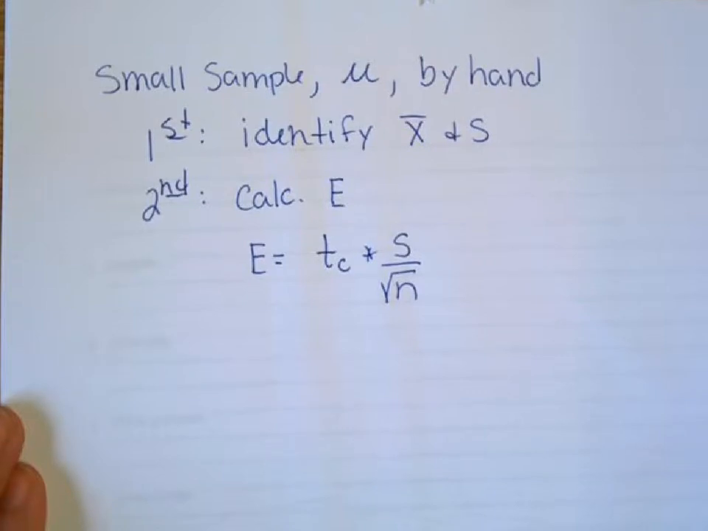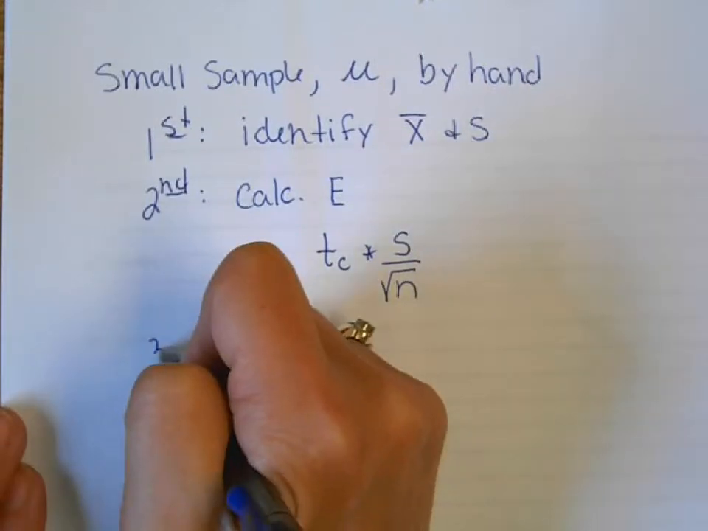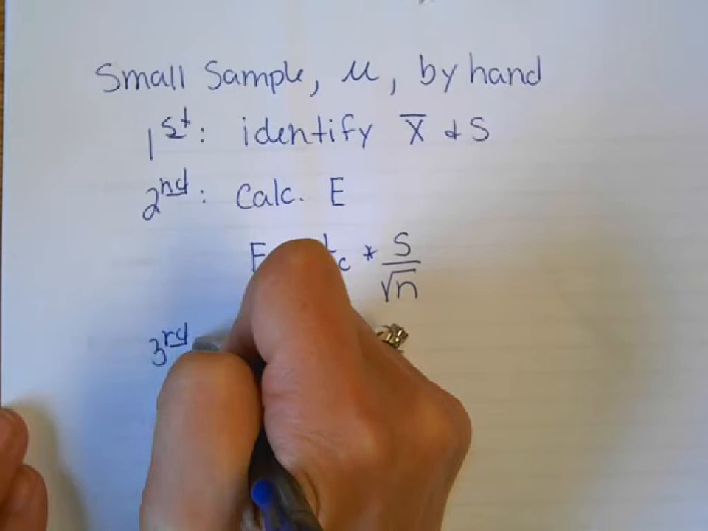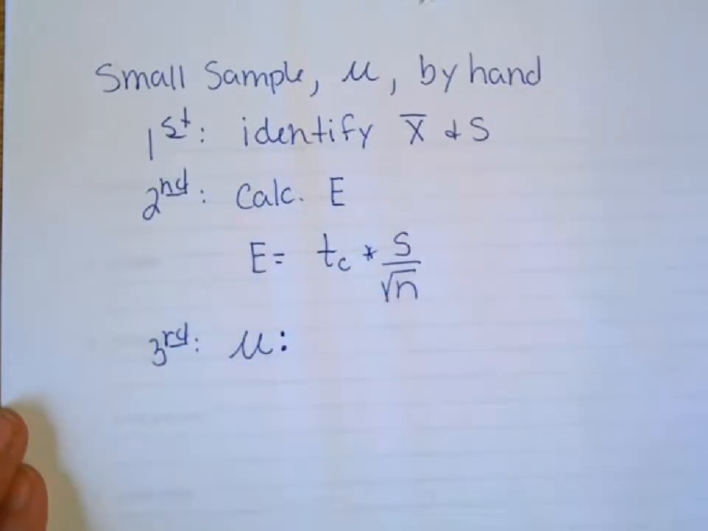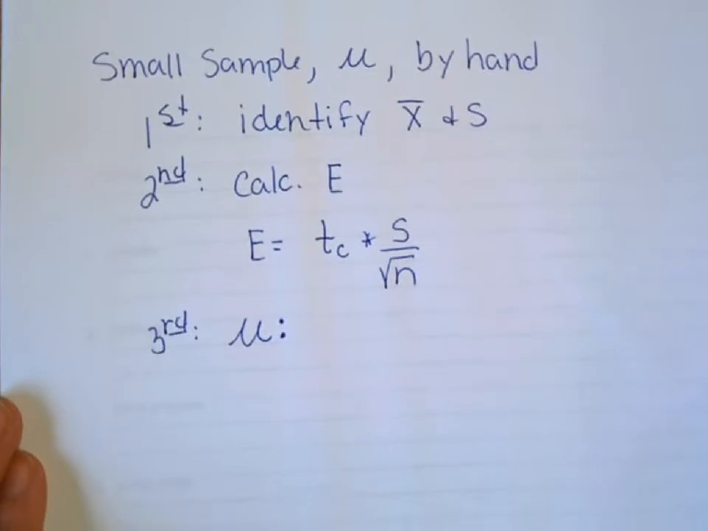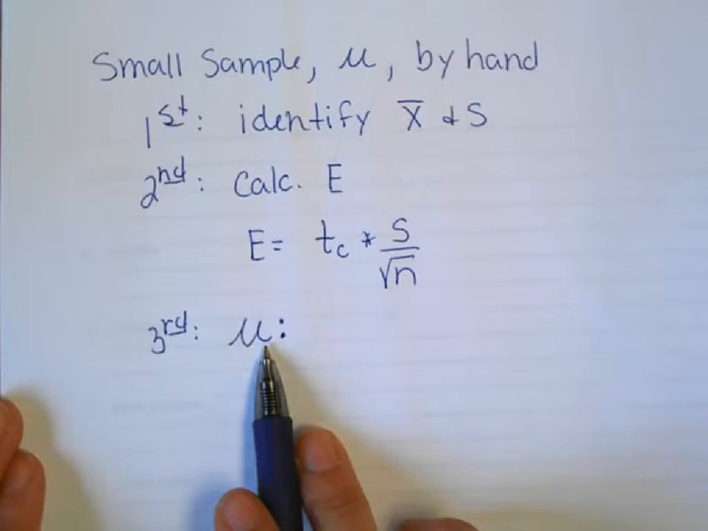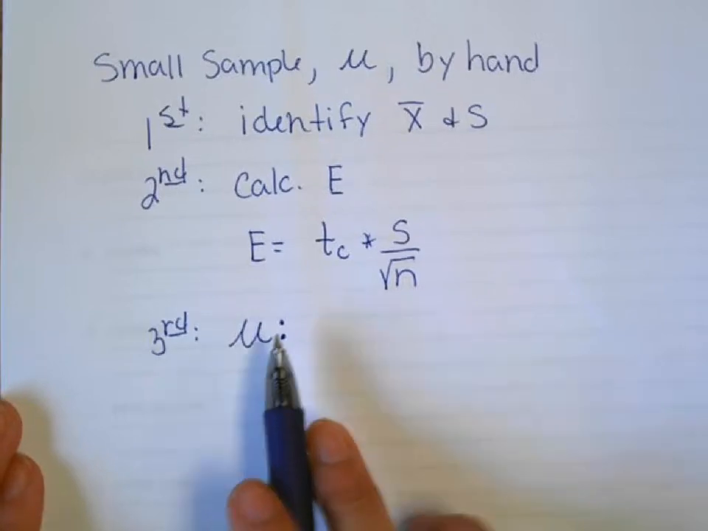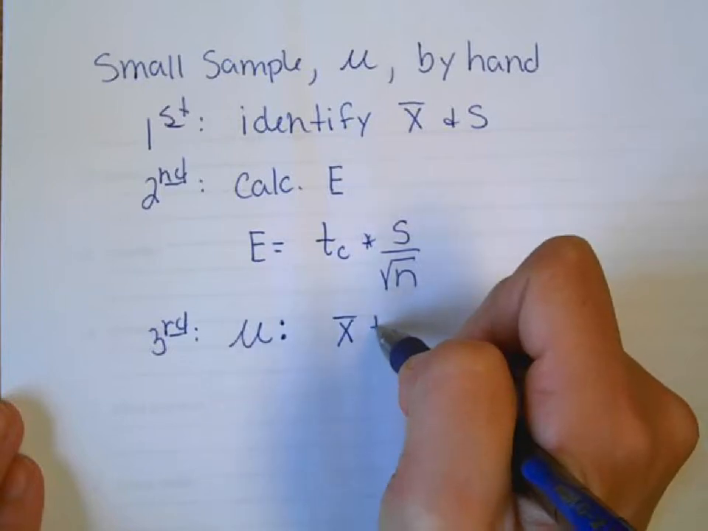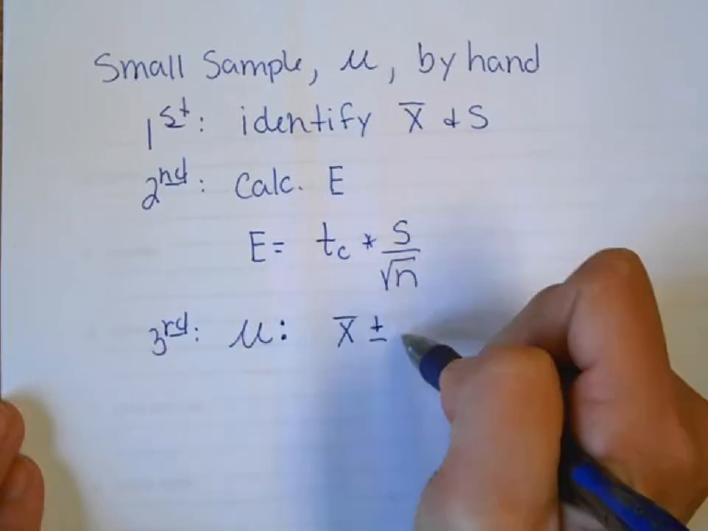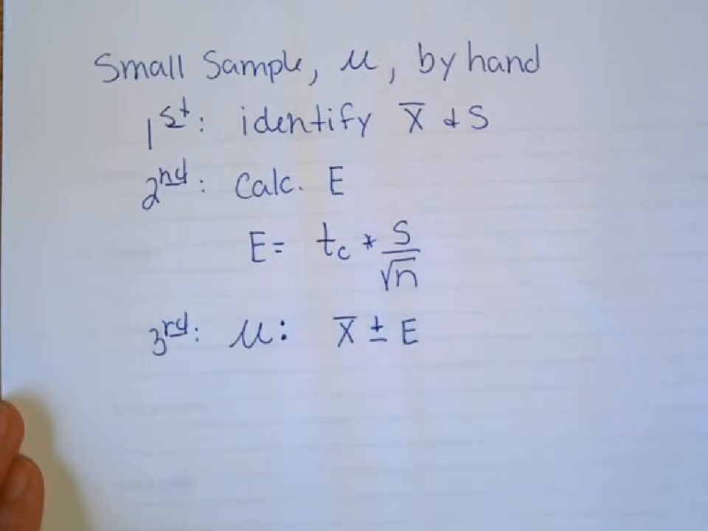It's the only difference. And then your third step. Is this the third and final? Third and final. Do you remember all of them? Yep, I remembered all of them. So to get the interval for the population mean, what do you do? Take the sample mean, then add and subtract big E, and you will have your interval.